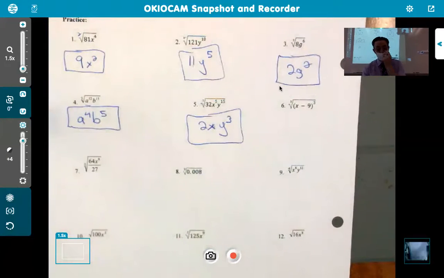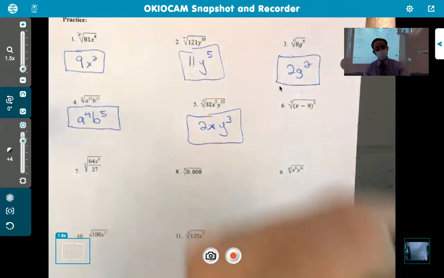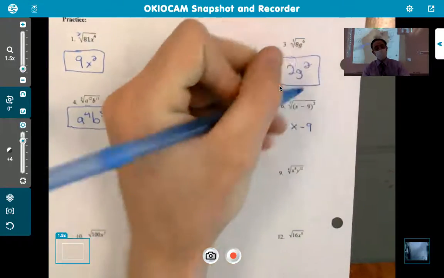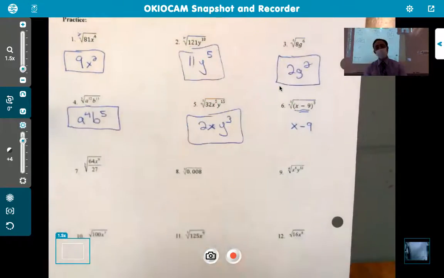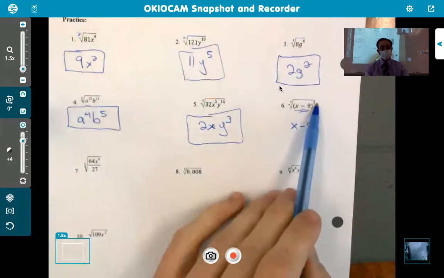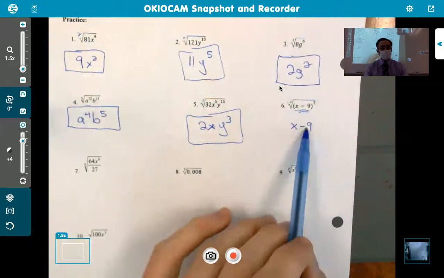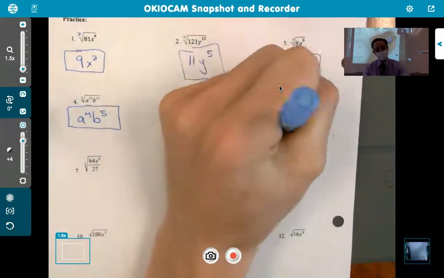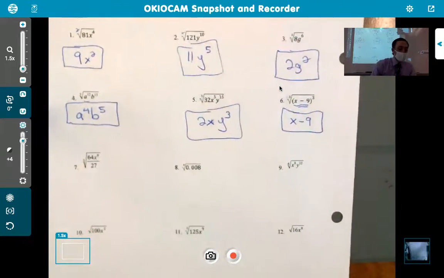And then what do we get for number 6? How about one of the gentlemen on this side of the room? What do we get for 6? X minus 9, good. Right, if we have that quantity in there, we don't have to worry about anything inside my parentheses. I just do the exponent divided by the exponent, or the index. So I have x minus 9. Nice job. Any questions at all about 4, 5, or 6?